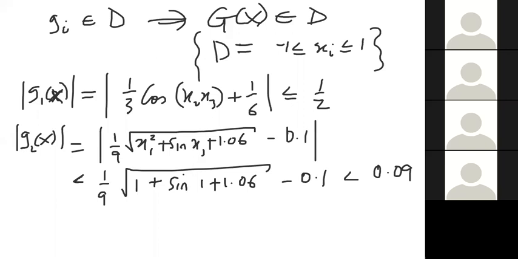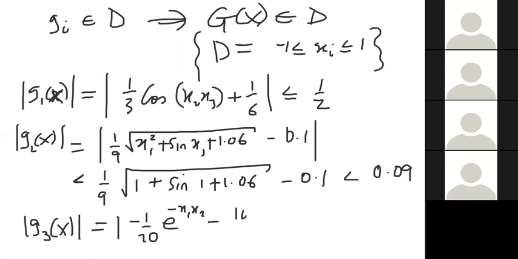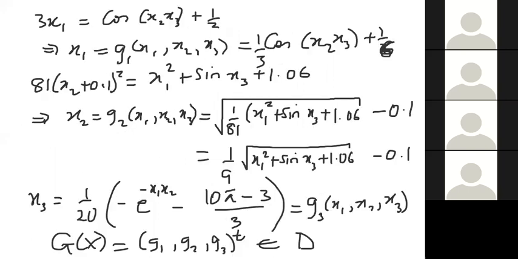Similarly, we are going to find absolute value of G3. And this will just be equal to G3, we got -1 over 20 e to power minus x1, x2. No, it's x1, x2, then minus 10 pi minus 3 over 60. Okay, so that's what we got for G3. Okay, when we expand, that's what we are going to get here. Okay, G3 is given by that.